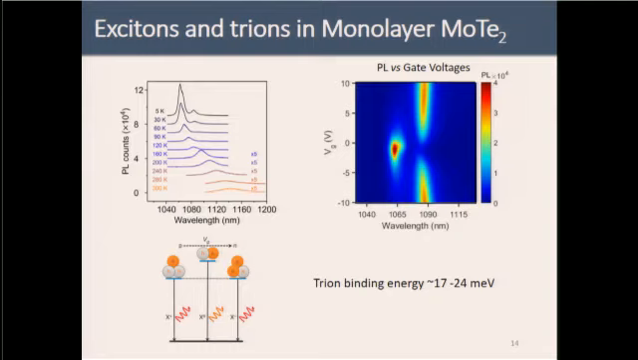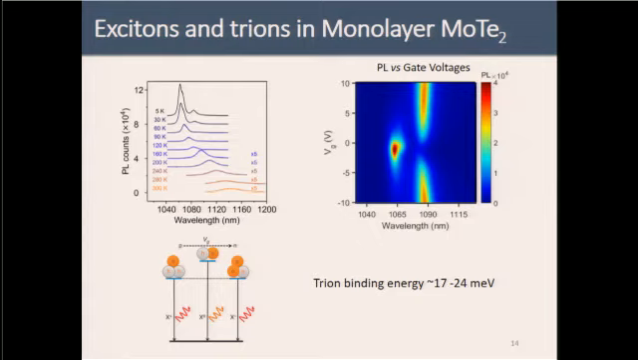We tuned the two gates together, so you can see we are basically tuning the carriers from the electron doping side to the hole doping side. As you can see, at the charge neutrality here, we have a neutral exciton emission, and on both the hole doping side and the electron doping side, we have two extra peaks, which are far away from the neutral exciton emission, and they are so-called trions or charged excitons. Basically, they are a combination of two holes with one electron or two electrons with one hole.